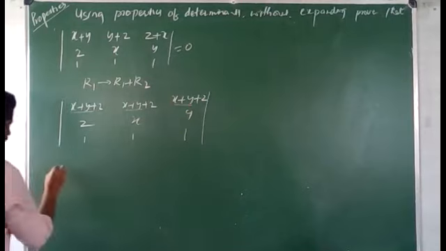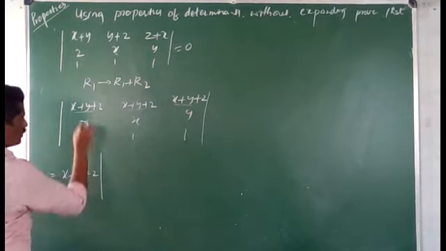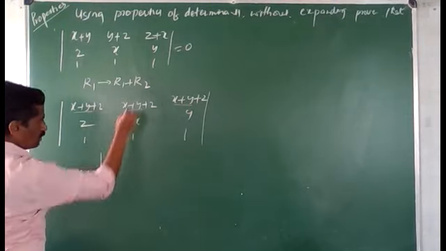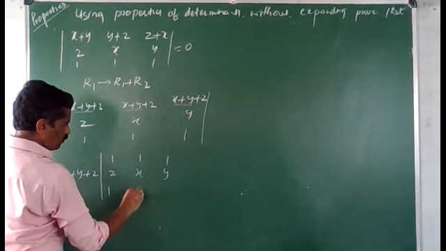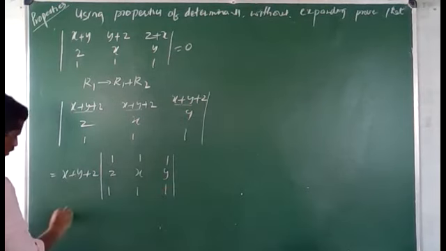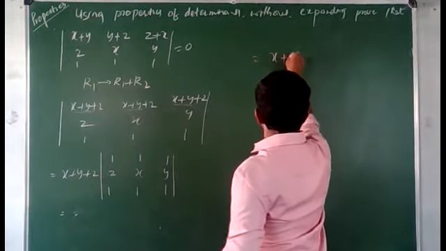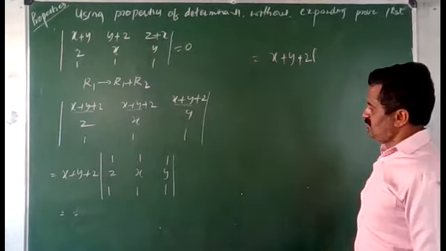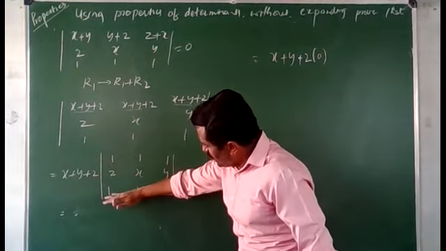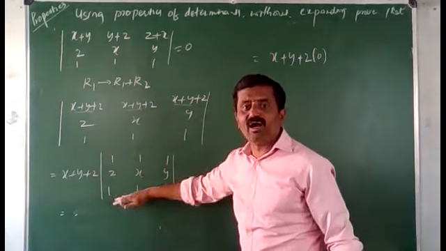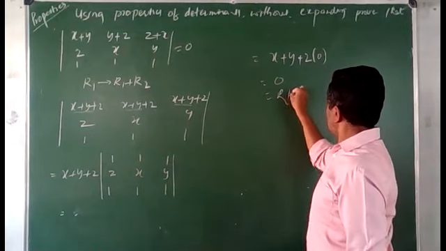Take the common factor outside. So that is equal to x plus y plus z times the determinant, where we have taken x plus y plus z outside: 1, here also 1, here also 1, therefore z, x, y, 1, 1, 1. Again that is equal to x plus y plus z times 0. Why? Because the first row and the third row are identical, the same. So therefore it is 0, which is equal to the RHS.